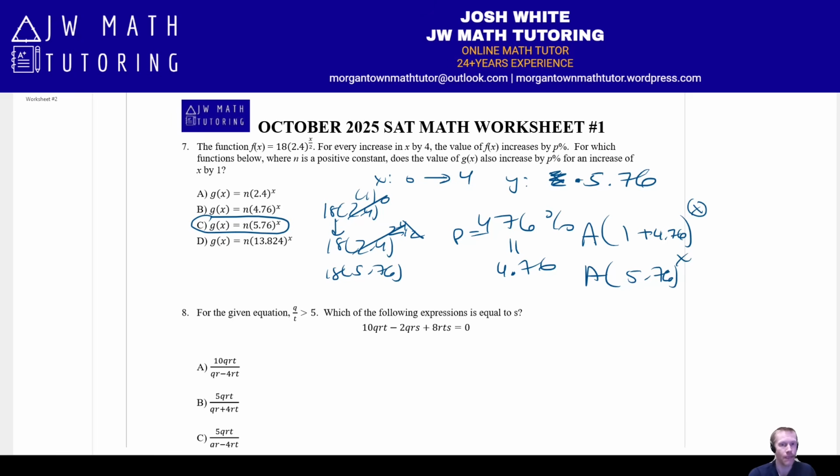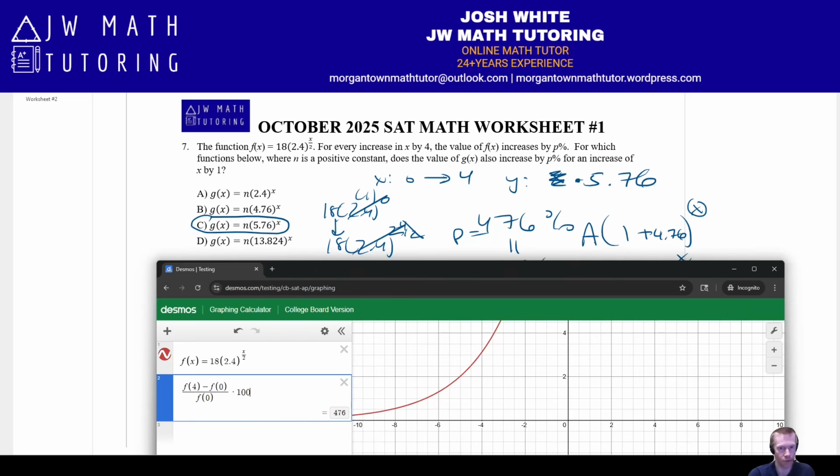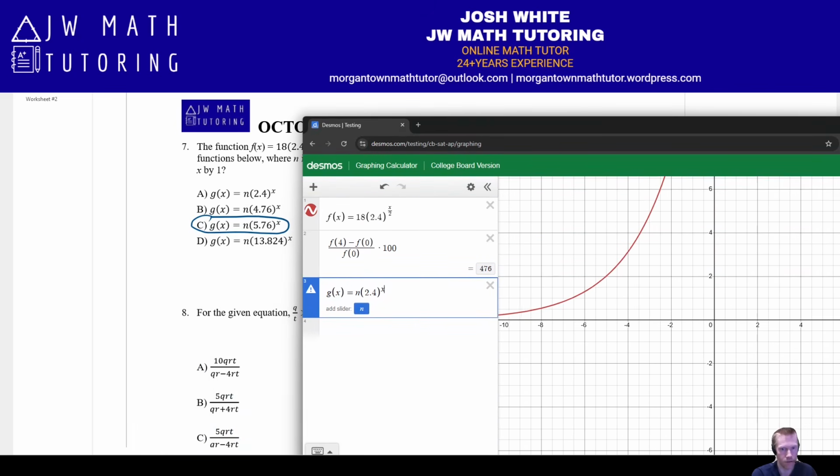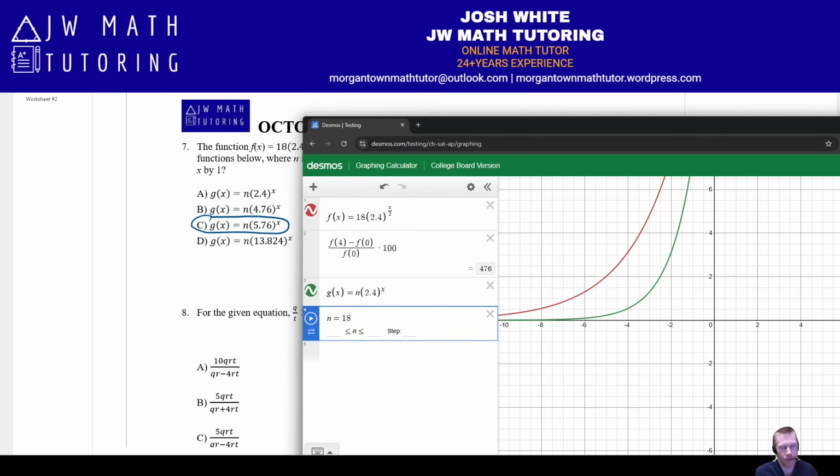You could think about it that way. Here is also a third way. It will take longer, it will take more time, but you could just brute force it if you wanted to. The original function, like I already showed, increasing x by 4, p is 476%. Let's go through the answer choices. I'm just going to move this up here. First of all, I'm just going to let n be whatever. We can just let it be 18. It doesn't have to be 18, but we'll just make it the same number.